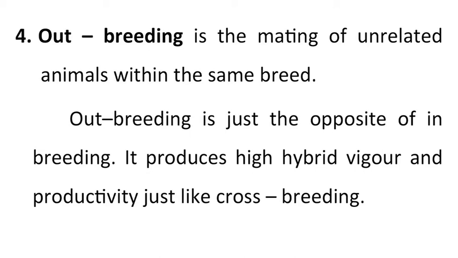Outbreeding is the mating of unrelated animals within the same breed. Outbreeding is just the opposite of inbreeding. It produces hybrid vigor and productivity, just like crossbreeding.